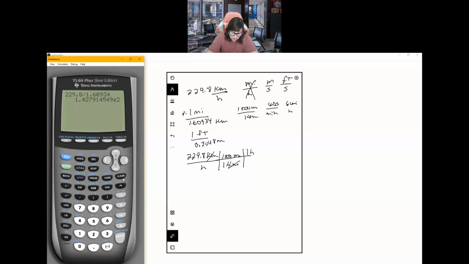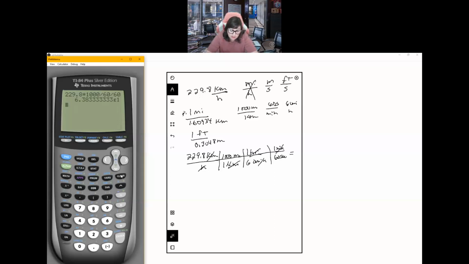I know that 1 hour is 60 minutes. Get my hour. And then 1 minute is 60 seconds. Get rid of my minutes, at least we go seconds. So if I do all that happy math, 229.8 times 1,000 divided by 3,600, 6.383 times 10 to the 1.